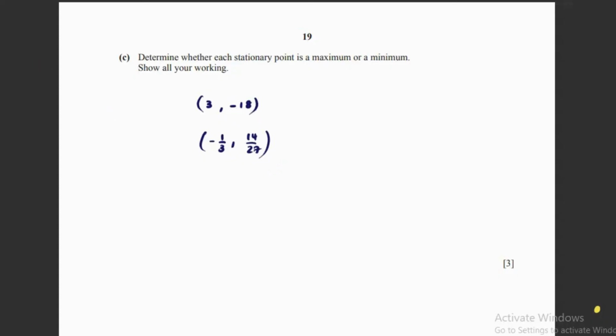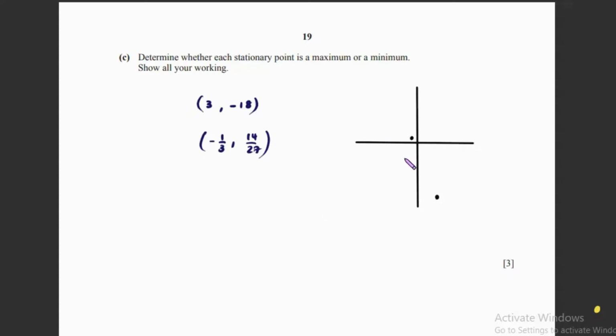I'm going to do a small sketch. The sketch will explain it all. So 3 and negative 18 is going to be somewhere over here. In the same way, negative 1/3 and 14/27. Negative 1/3 means somewhere like this, and 14/27 is like 0.5, so that's going to be somewhere like this.